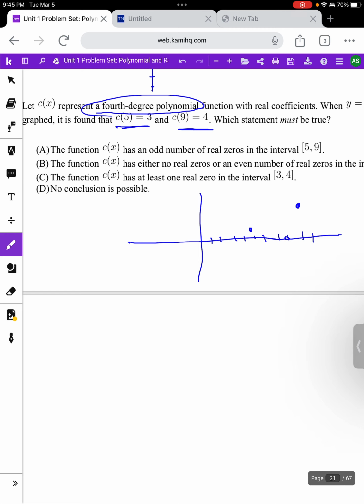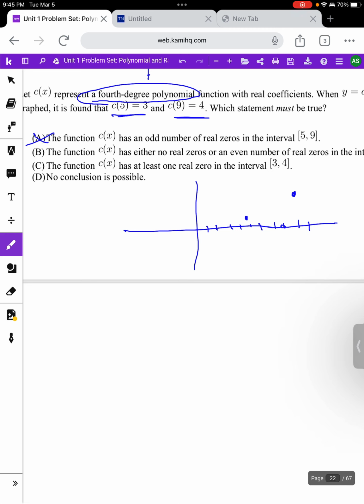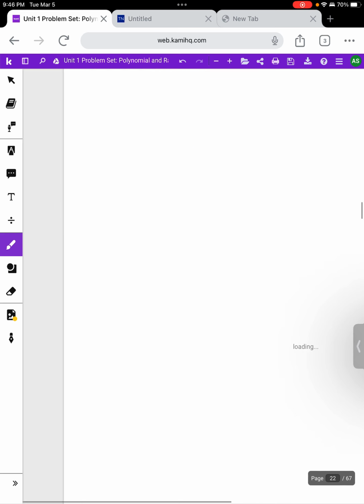The function has an odd number of real zeros. Well, no, because if it's a fourth degree, they come in pairs. So it either has 2 or 4. So that's out. The next one, it has either no real zeros or an even number of real zeros. Yeah, that we know is definitely true. It has to be an even number because it either has none or it has 2 or 4. The function has at least 1. Nope, because it can't have 1. No conclusion is possible. That's not true. We can conclude something. We can conclude B. It's going to have an even number of roots.